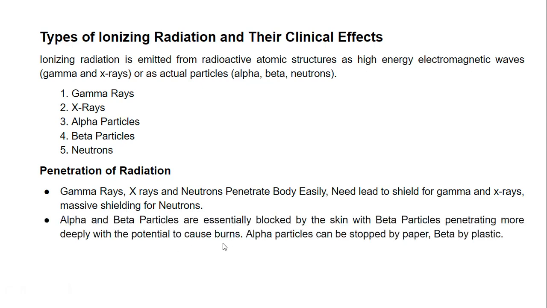Alpha and beta particles are essentially blocked by the skin, with beta particles penetrating more deeply with the potential to cause burns, whereas alpha particles can be stopped by paper, and beta by plastic. So they could be stopped by paper and plastic. Alpha particles can cause significant damage if taken internally.